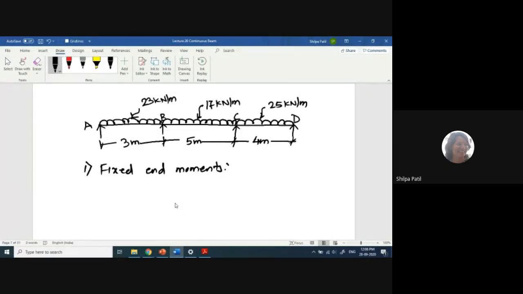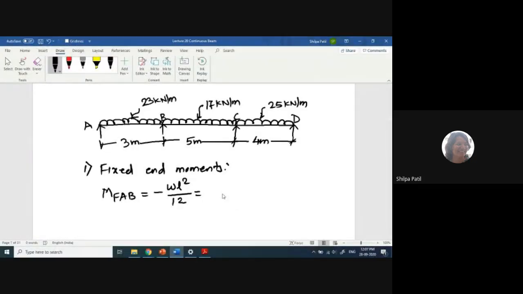Fixed end moments. Okay. We will consider the first one, that is for span AB. I will write down the fixed end moment as MFAB. How to calculate it? The fixed end moment is considered as minus WL square by 12, because the UDL is acting on this span. And minus means you have considered here the moment is acting in this fashion. So anti-clockwise moment you have taken negative, and clockwise moment you have taken positive. So simply this is minus WL square by 12.